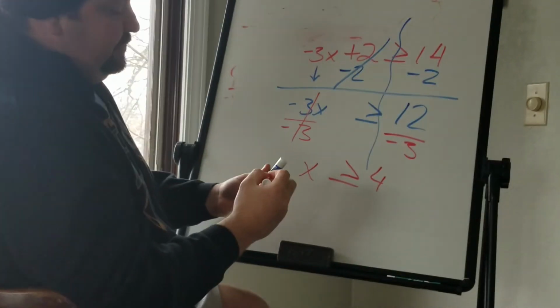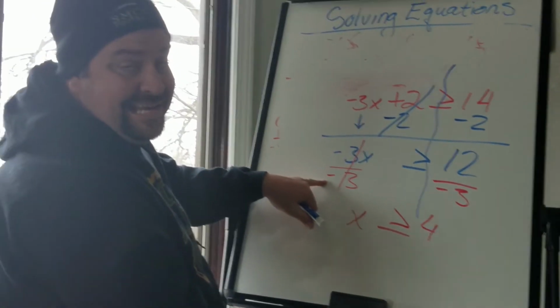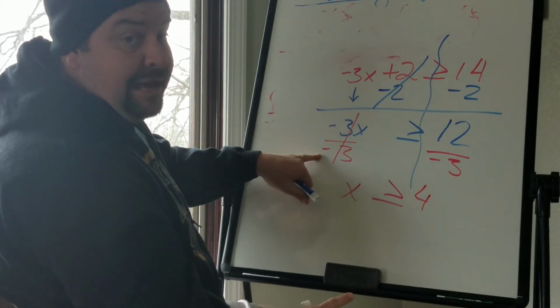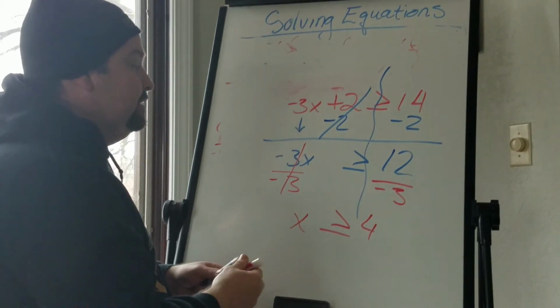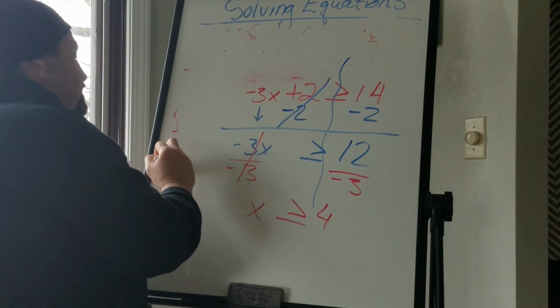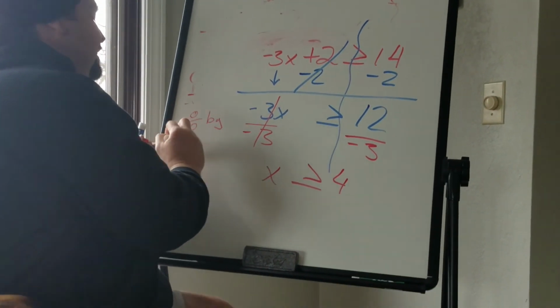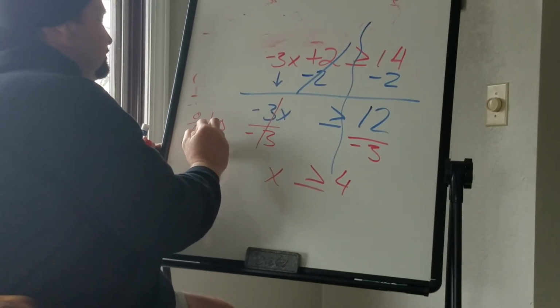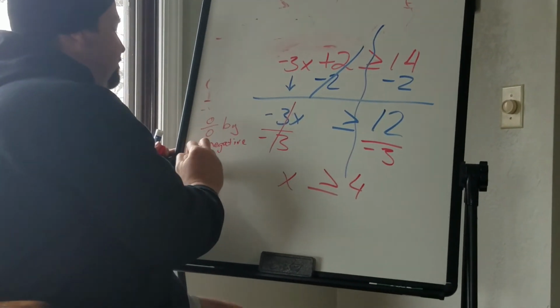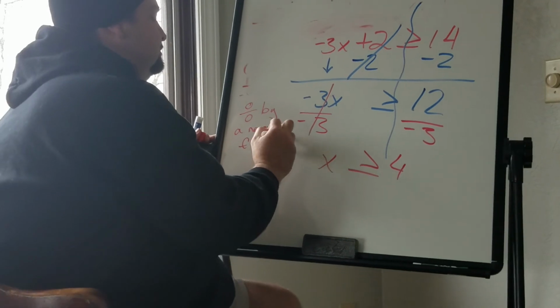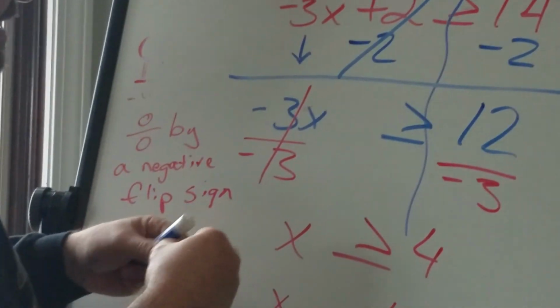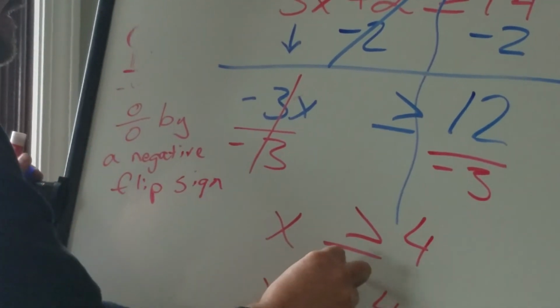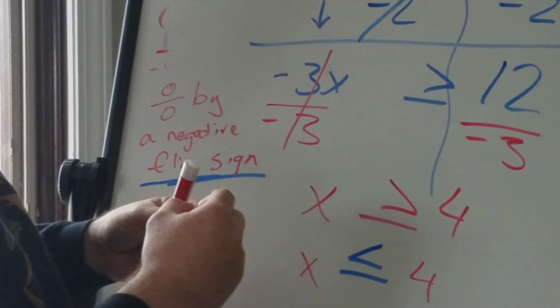One little crazy rule here is whenever you divide by a negative in inequalities, you have to flip. Divide by a negative, flip sign. So the x stays the same, the 4 stays the same. Now you have to switch, there's your flip. So there's your final answer.